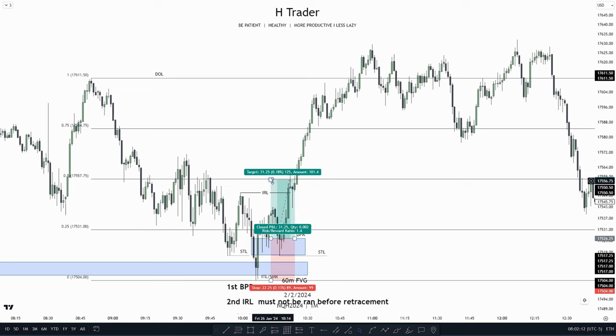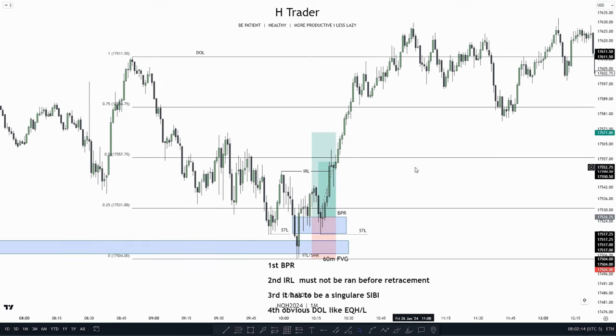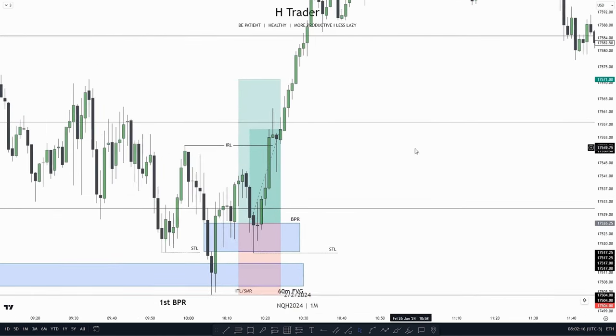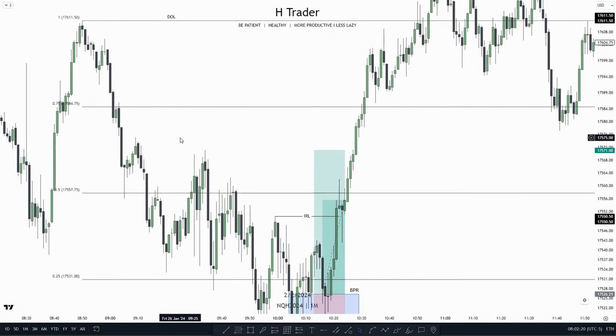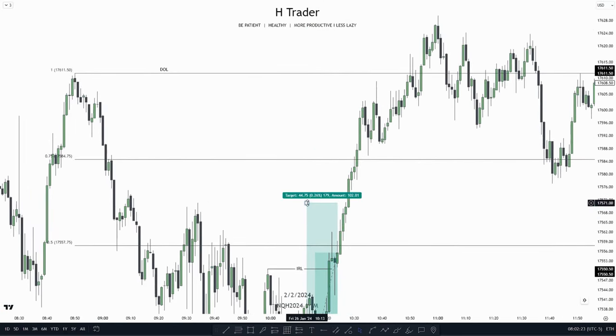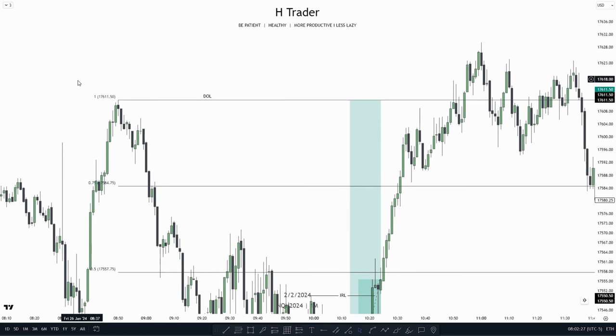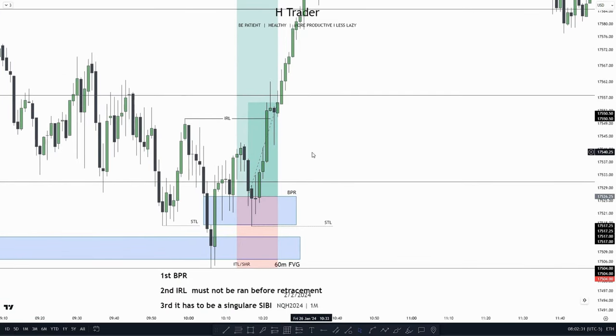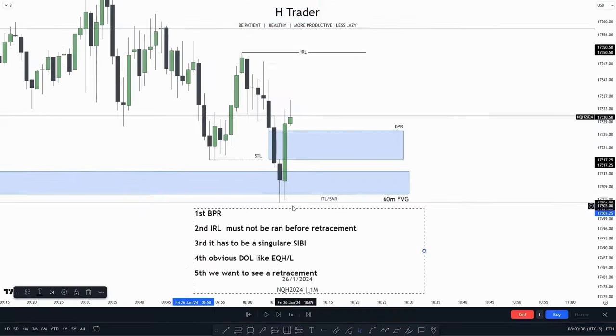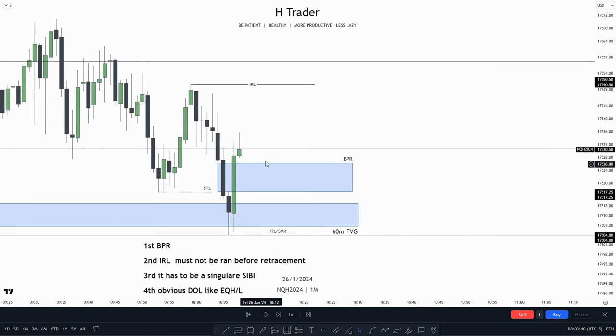So in that case, we could target this high up here. And we could take partials at both the internal range liquidity and the 0.5 range. And of course, this up here. And at last, the main draw on liquidity, which is the highest high of this market maker sell model. So in that case, that will make a 3.8 risk-reward ratio. So now let's just go over this in a live example.